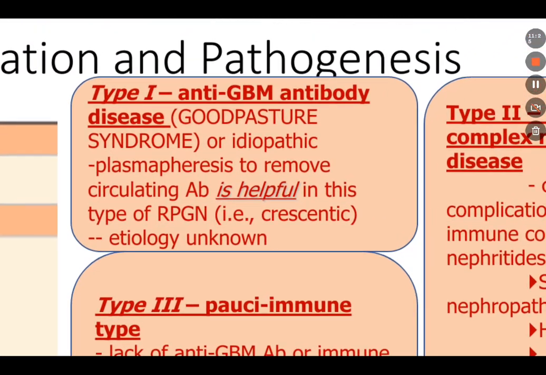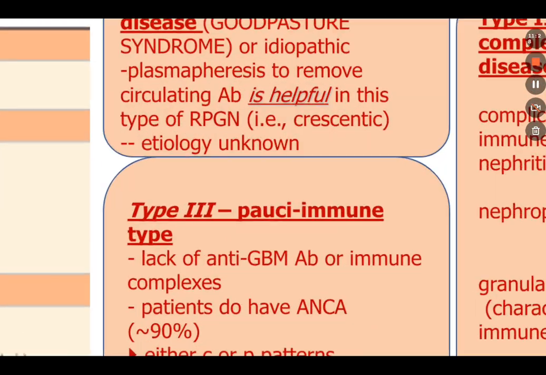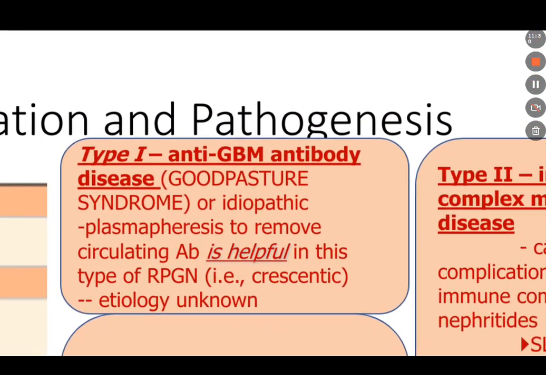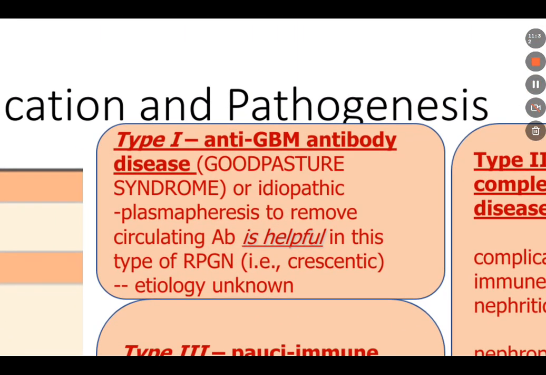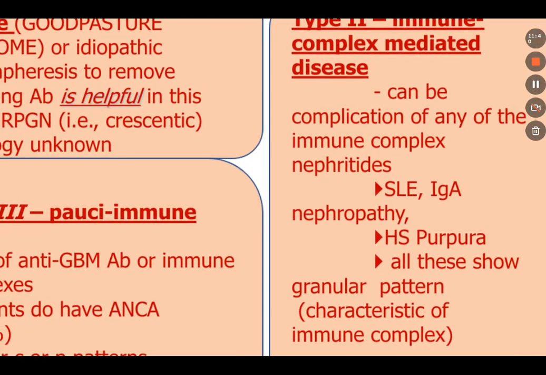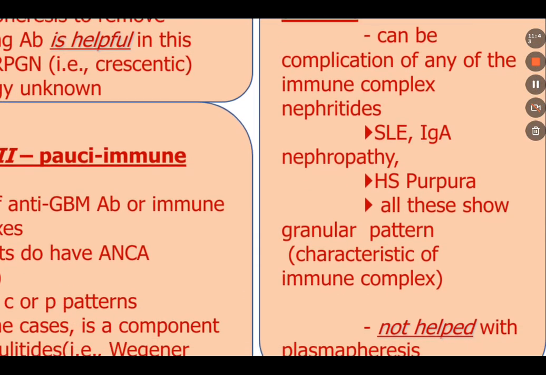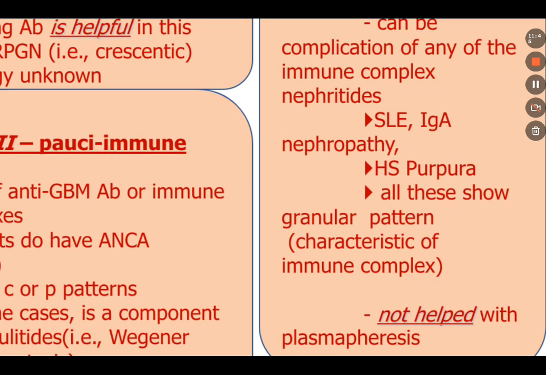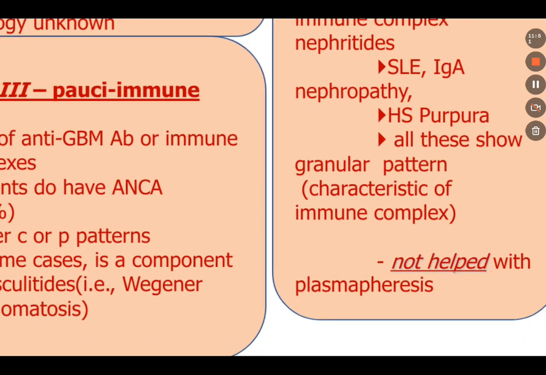So type 1, the anti-GBM antibody disease, also the Goodpasture one, can be idiopathic also. Plasmapheresis to remove circulating antibodies is helpful in this type of RPGN. The etiology is unknown. Type 2 is immune complex mediated, and can be a complication of any of the immune complex nephritis like SLE, IgA, HSP. All of these show a granular pattern, characteristic of immune complex, and no help with plasmapheresis.